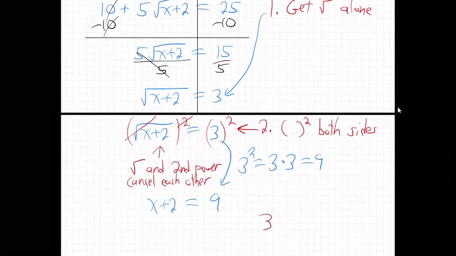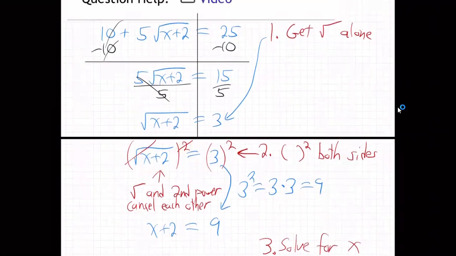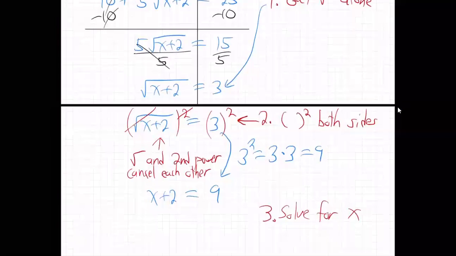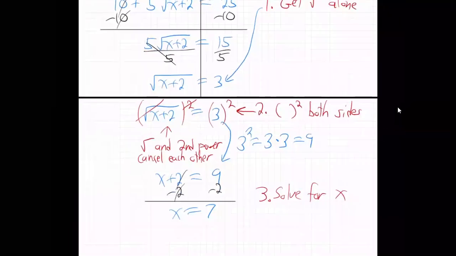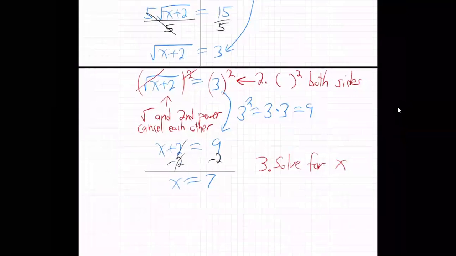Now step 3. Solve for x. So now we just subtract 2 from both sides. And we've got it. X is 7. Okay, now there's one special step, though, that I need to tell you about here. Let me write that in.